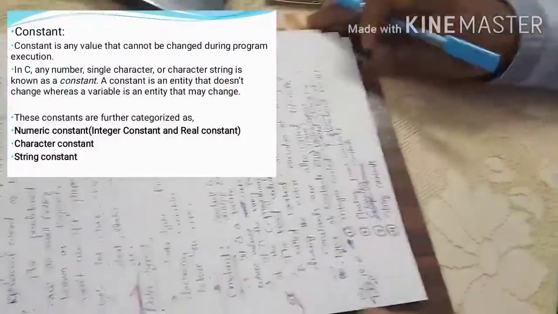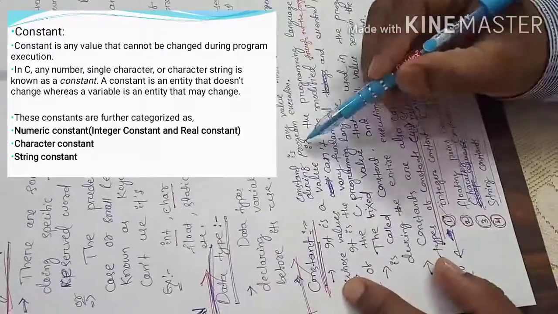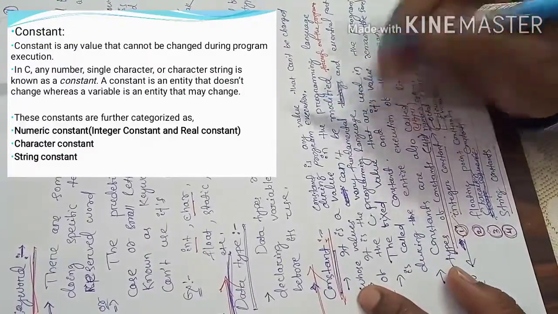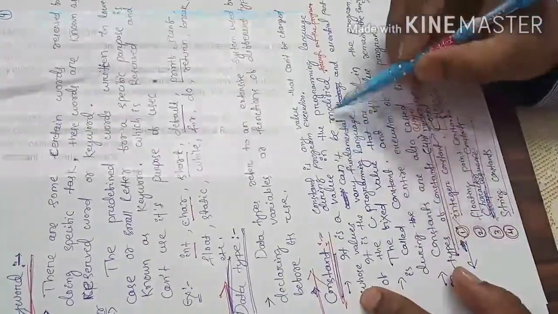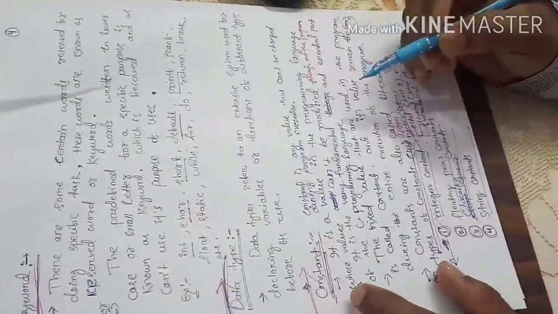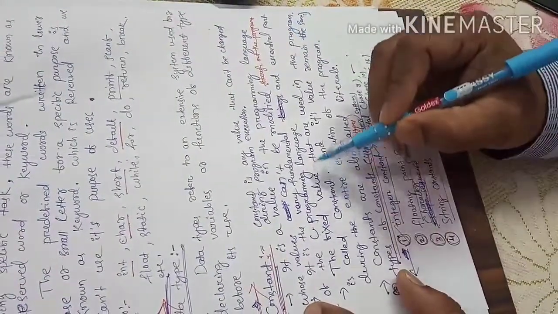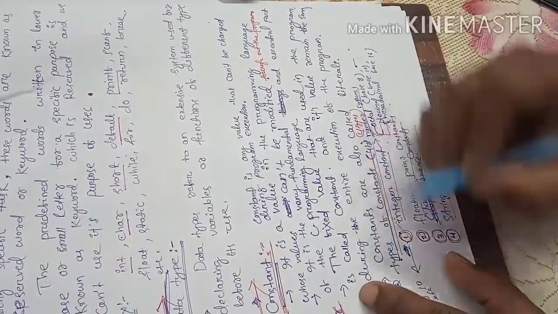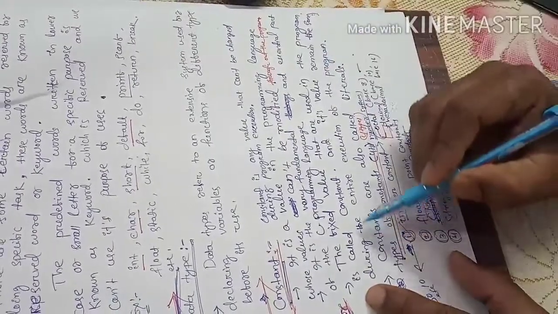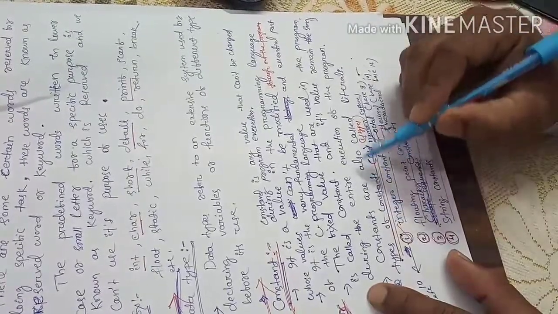Now, what is constant? The name itself says constant is any value that cannot be changed during the execution of the program. It is a value in the programming language whose value cannot be modified throughout the program. It is a very fundamental and essential part of the C programming language. Or we can define it in this way: the fixed values that are used in the program are called constants, and the value remains the same during the entire execution of the program.